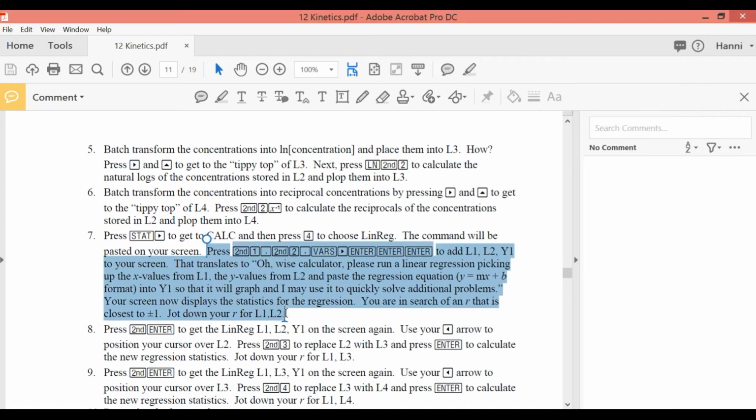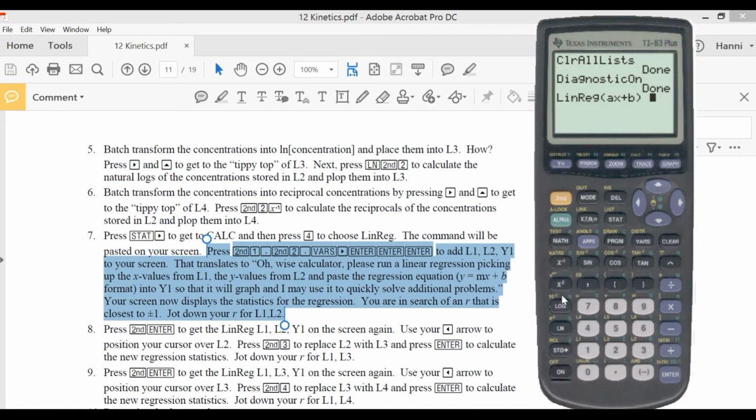Okay, we are at this step right now. So go ahead, press second 1, so that's our x values, comma, second 2 our y values, comma, and then we're going to press vars over to y vars, enter, enter, and then press enter.